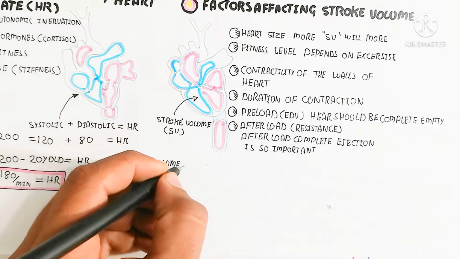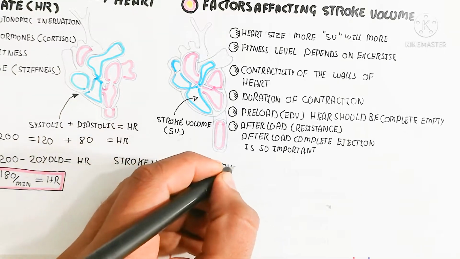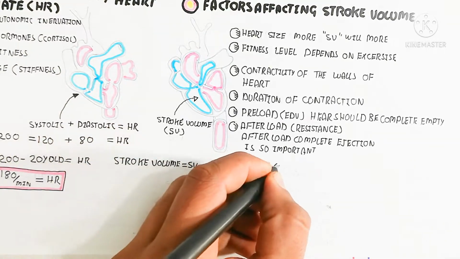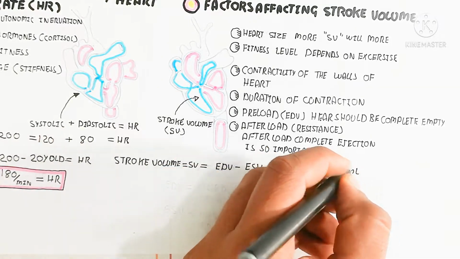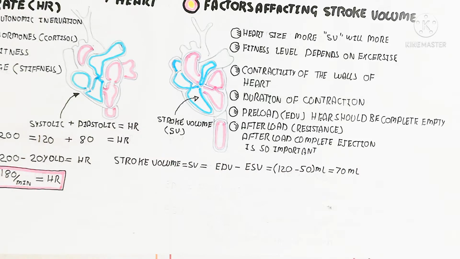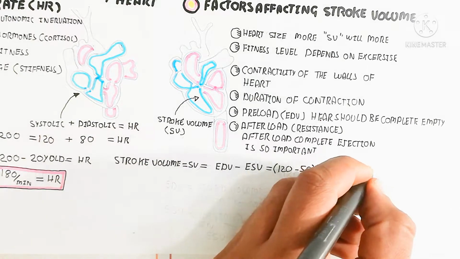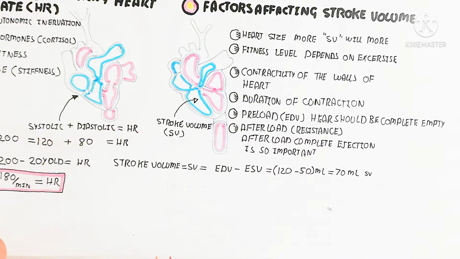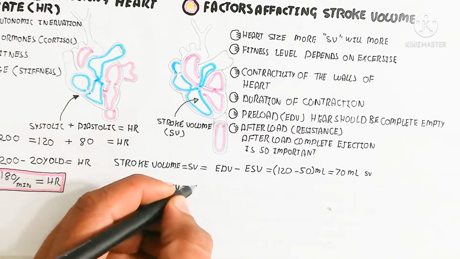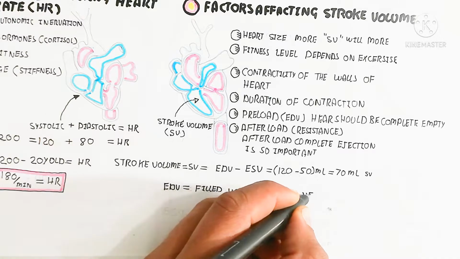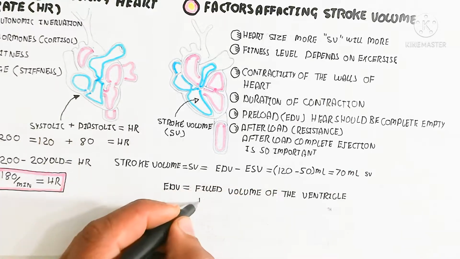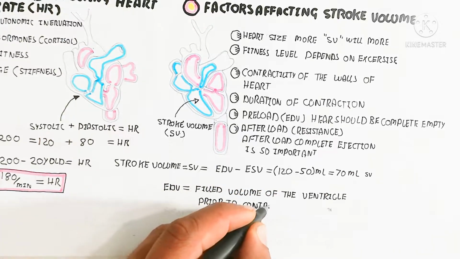So here is the equation: the stroke volume, SV, is equal to the end diastolic volume minus the end systolic volume, which is 120 ml and 50 ml respectively. We subtract them from each other. In this way the 70 ml is the stroke volume, which comes from here.